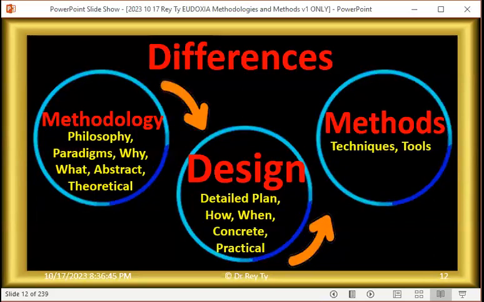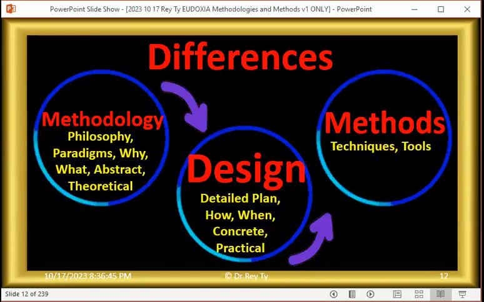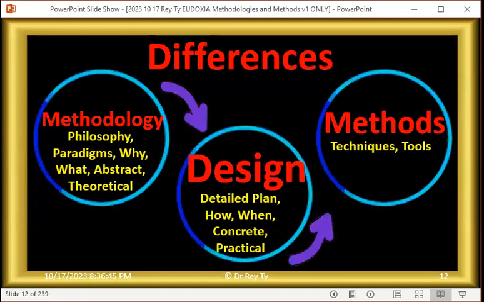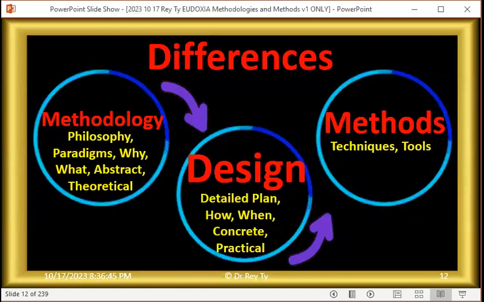Whereas research design is looking at the detailed plan. How would you conduct the research? When? And it's very solid. You really have something to measure. But method, you're looking at the procedure. How would you actually go out and do your research?